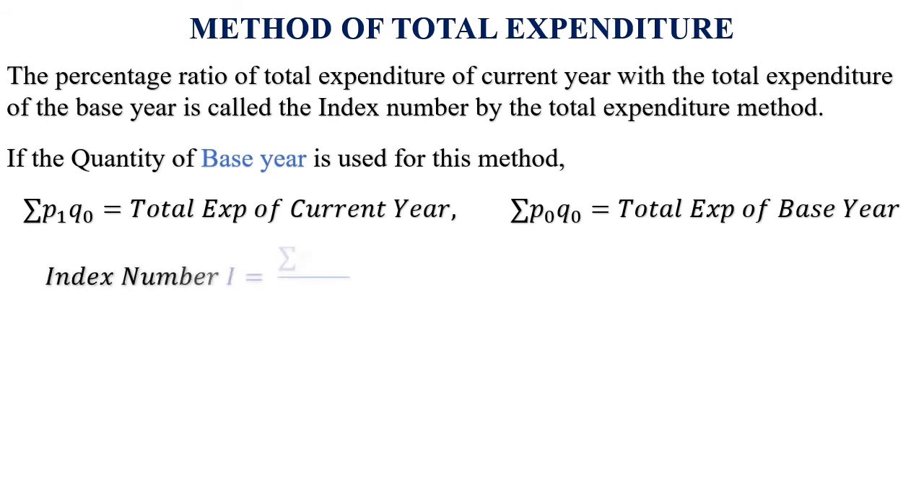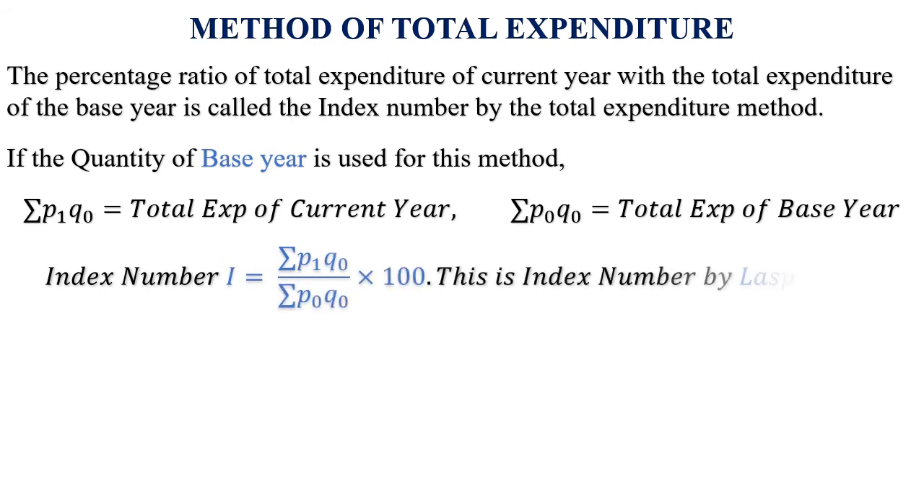So the percentage ratio here is the index number I equals summation P1 Q0 upon summation P0 Q0 into 100. Simple, this is the index number by Laspeyres. So in the total expenditure method, if we are using the quantity of the base year, we have to use the Laspeyres index number formula. Although we are not going to write Laspeyres index number, this is just the formula used by Laspeyres. What we are calculating is the cost of living index number under the total expenditure method. So even if this is the Laspeyres formula, we will not give the title as Laspeyres index number.